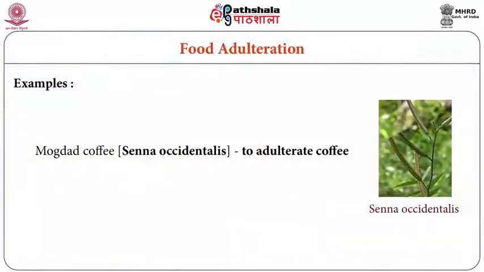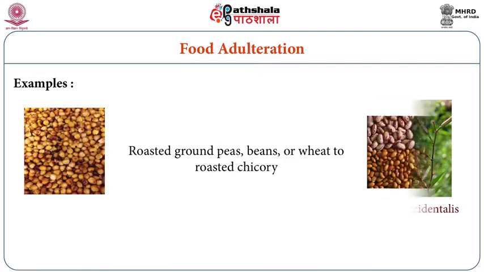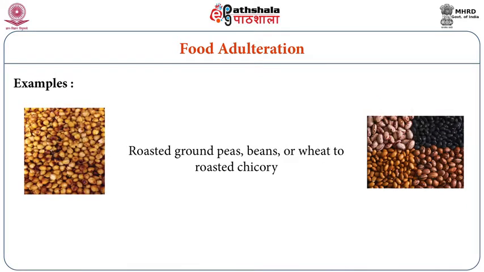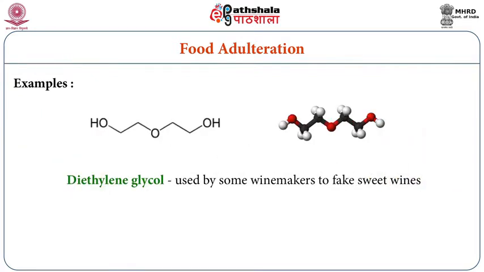So in order to avoid these things, there should be a qualitative approach, stringent government legislative actions, and rapid methods also required to detect these adulteration systems. And for example, coffee is prepared with some part of chicory, as you see in India and other parts of the world. Here chicory is adulterated with other ingredients like ground peas, beans, wheat. A few wines are adulterated with diethylene glycol, which is another component, and some fats also.